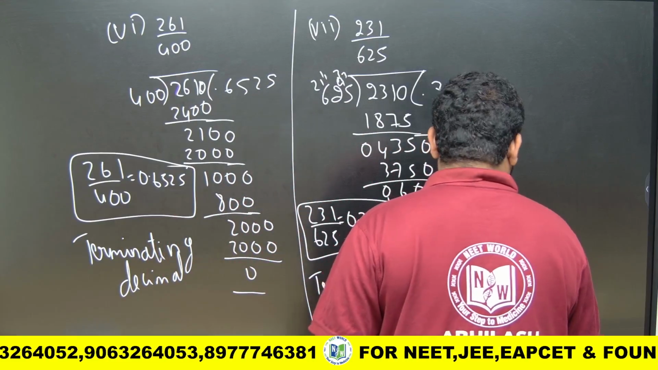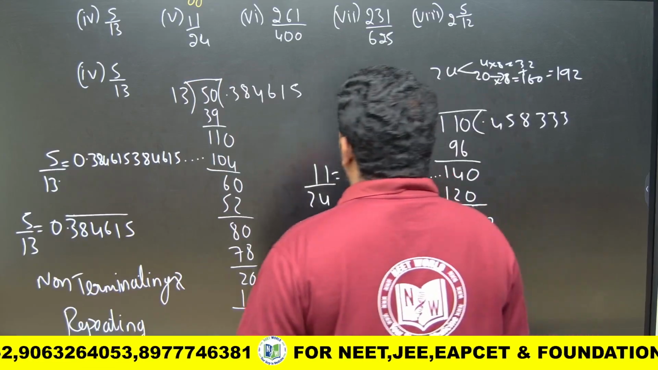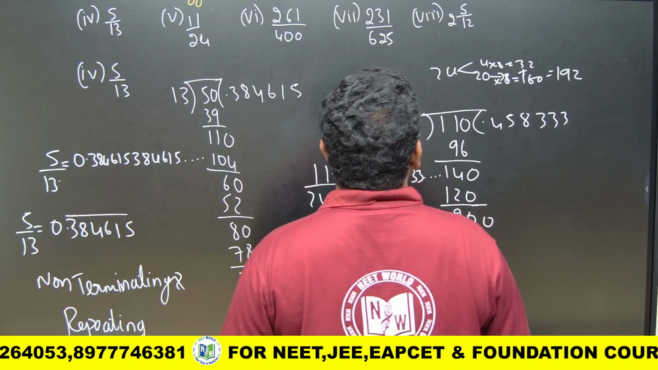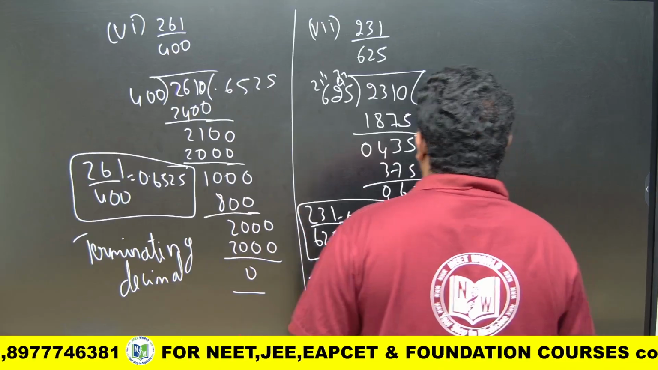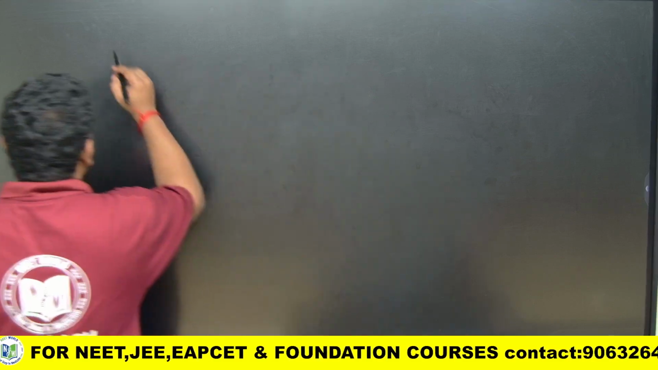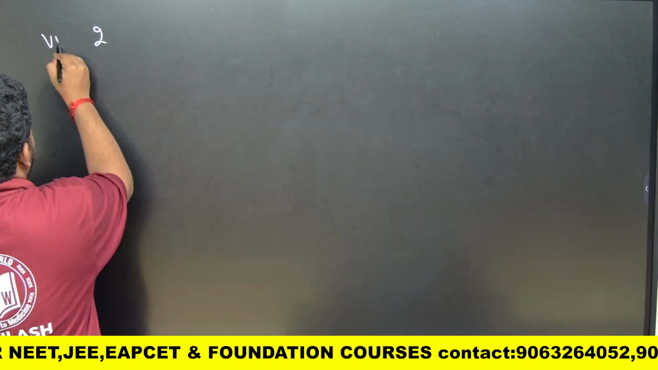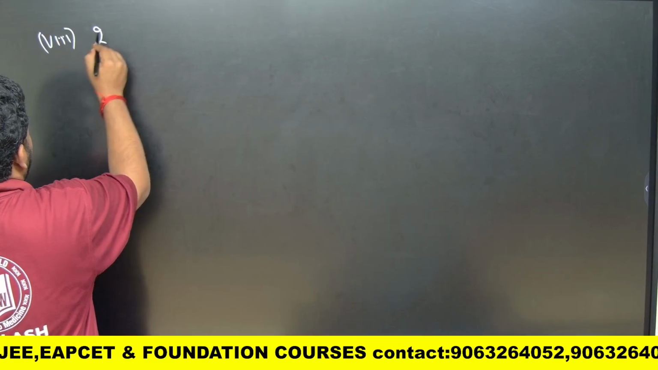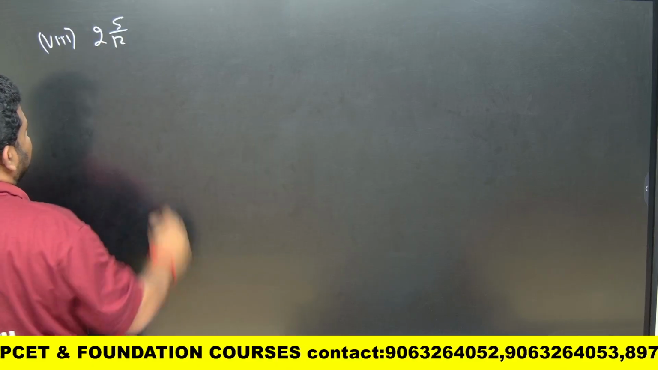I think it is the last question, that is the 8th question. 8th question, what have they given? 2 times 5 by 12. Let me take a new page. 2 times 5 by 12. The eighth question is the eighth part of the second question: 2 times 5 by 12.